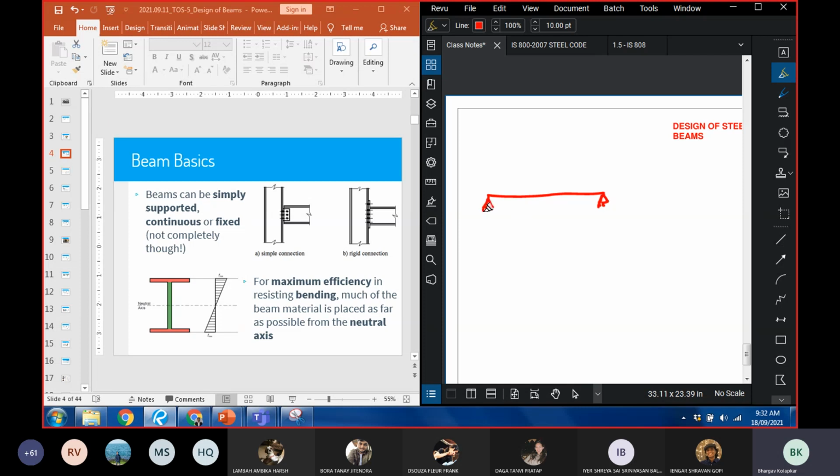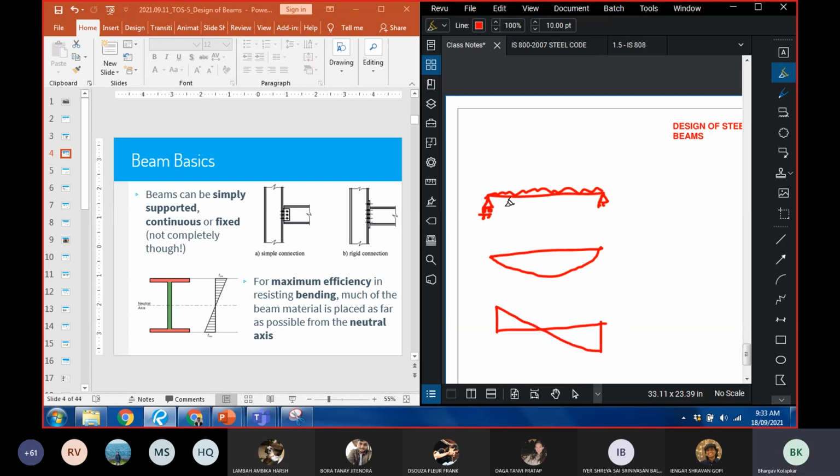One end is pinned, with a hinge support, and the other end has a roller support. If there's a UDL, the bending moment diagram would look something like this, with the maximum value of WL squared by 8, and the shear force diagram would look something like this. Now, what do these diagrams mean?